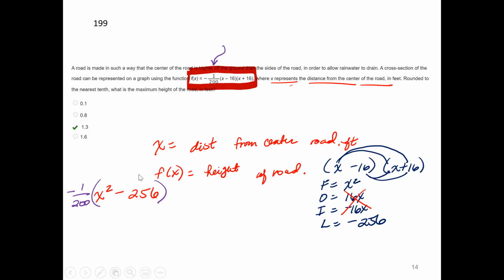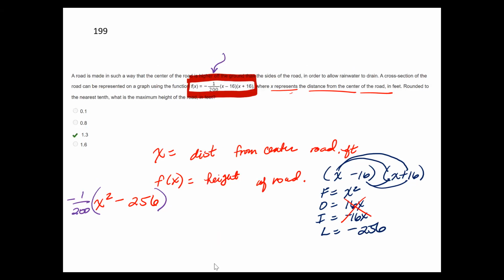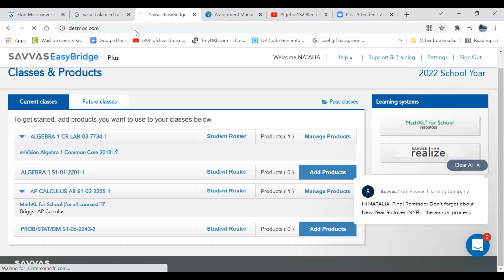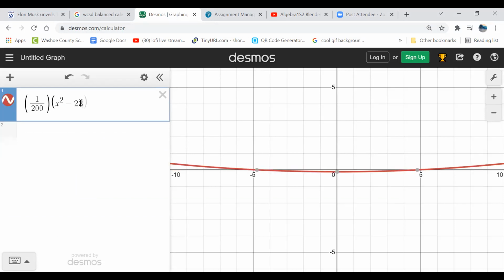Okay, let's go ahead and graph this. So I'm going to show you guys there's a way to do this, and it's by Desmos. So let me go ahead and switch my screen to Desmos. So I'm going to use that as a graphing calculator, and we're going to graph it because the graph is 1 over 200 X squared minus 256. Okay, 1 over 200 times X squared minus 256.